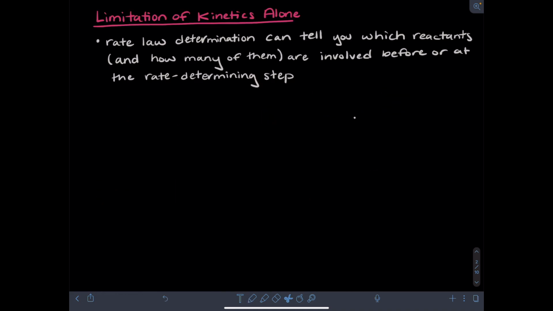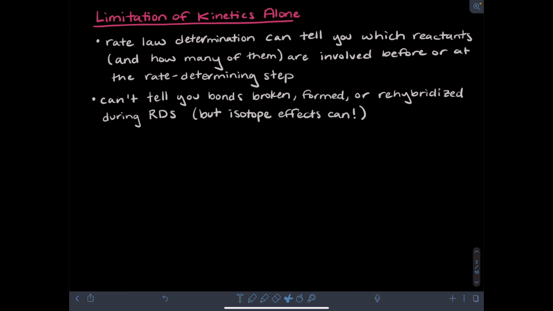Kinetics experiments alone and rate law determination can tell you which reactants and how many of each of them are involved at or before the rate determining step. However, kinetics alone cannot tell you exactly which bonds are being broken, which bonds are being formed, or how atoms are undergoing rehybridizations during the rate determining step. Kinetics alone cannot tell you these things, but isotope effects can.